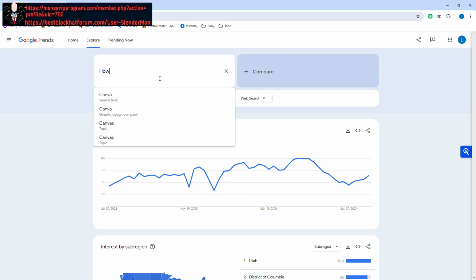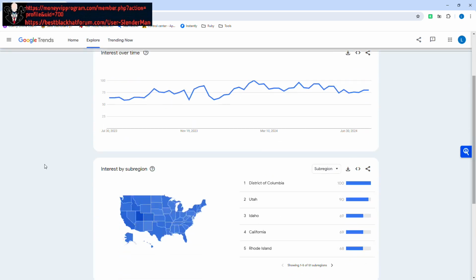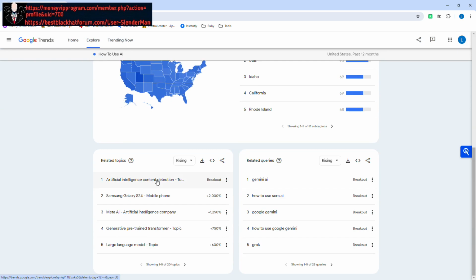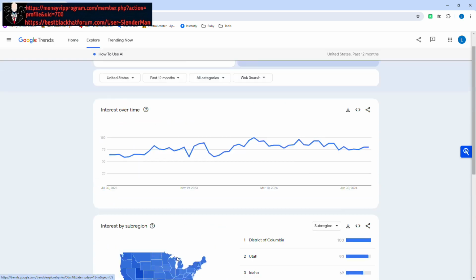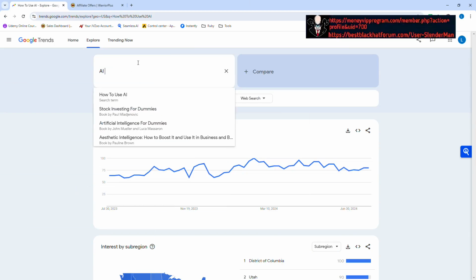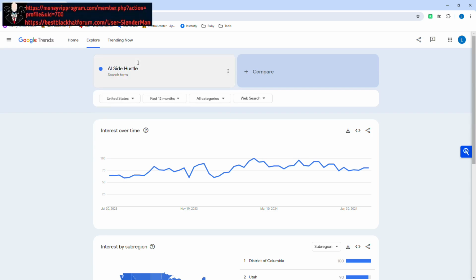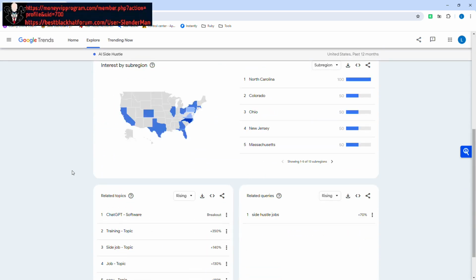We could do the how-to terms. Let's see. How to use AI. Let's see if there's anything that breaks out on that. AI content detection. Very interesting. Generative pre-trained transformer, large language models. This is really general stuff. Let's say AI side hustle. Interesting.